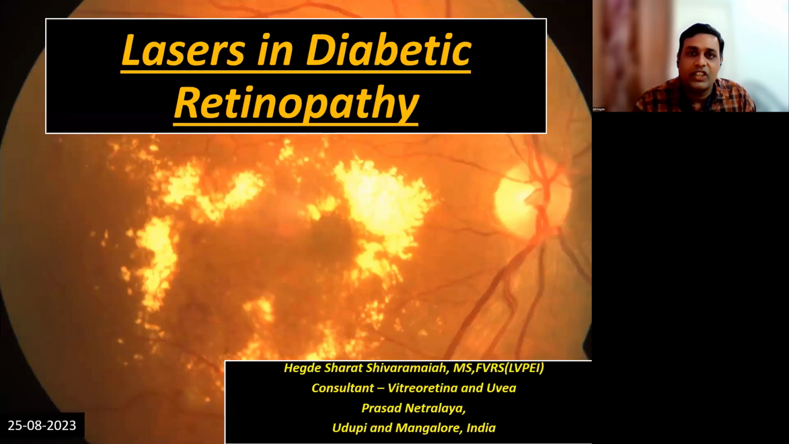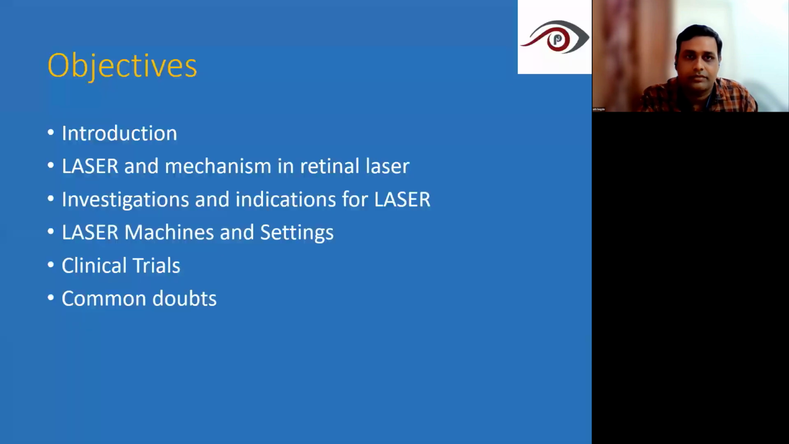I am Dr. Hegde Shivaramaiah. I am a vitreoretinal and uveitis consultant in the Prasad Netralaya in Udupi and Bangalore. So I'll be talking on the basics of diabetic retinopathy, specifically the lasers in diabetic retinopathy. Nowadays, after the advent of anti-VEGF, we have to give both lasers and anti-VEGF to the patients, and I'll be talking about how to do lasers in diabetic retinopathy.